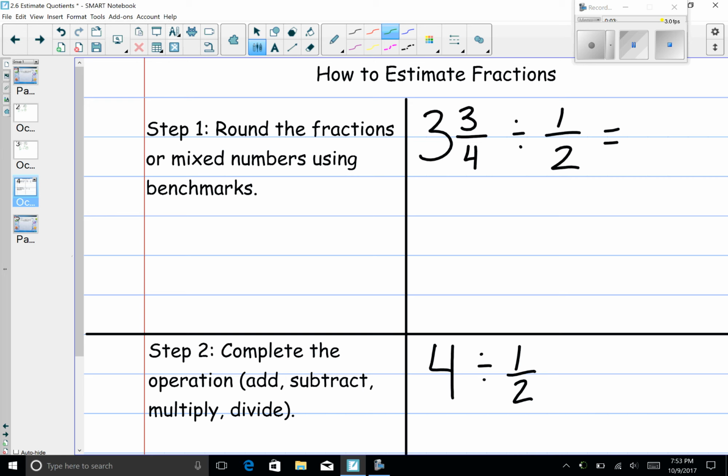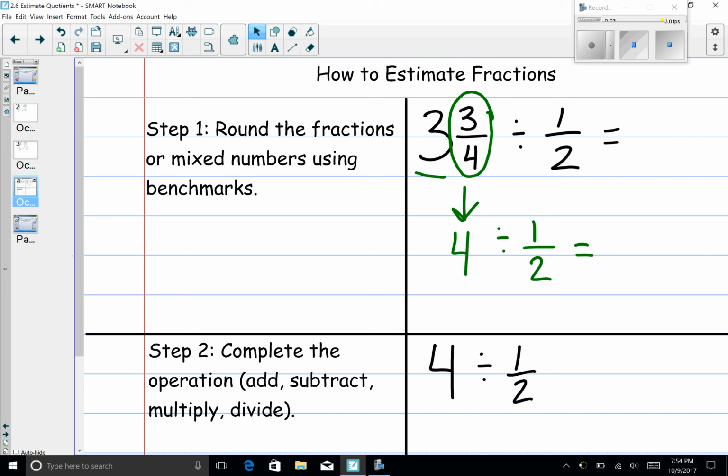All right, so again, I'm going to take a look at this 3, and I'm going to look at the fraction next to it. Am I going to say it's closer to a whole, a half, or am I going to keep it a 3? Well, 3/4 is close to a whole, so I'm going to make this number a 4. Bring down the division sign, and 1/2 is an actual benchmark, so I'm going to keep it as 1/2. And so my new problem will look like this, 4 divided by 1/2. Once you have this copied down, close the box and continue to hit play.